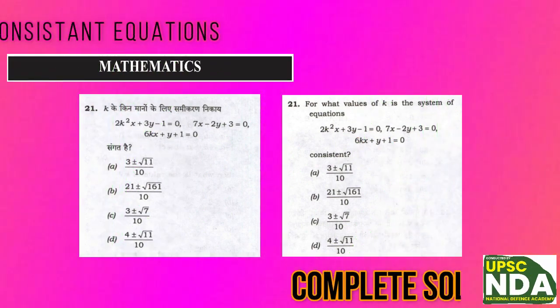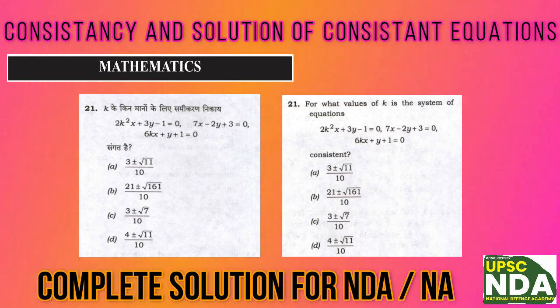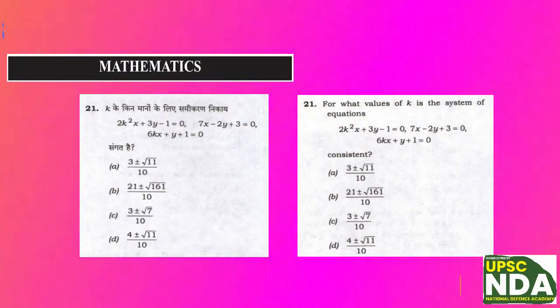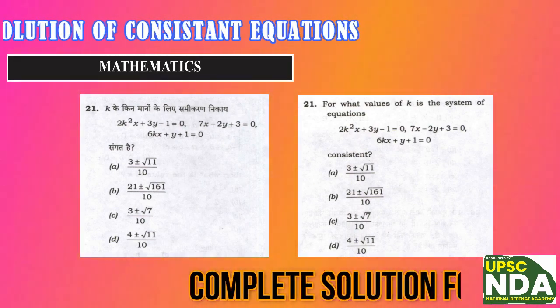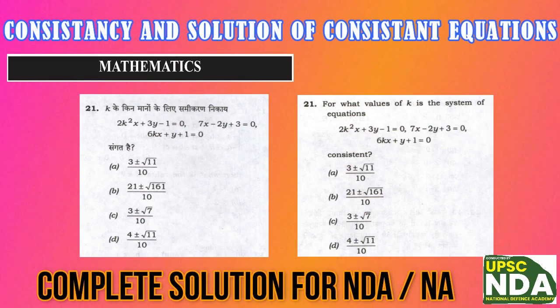The question given is: for what values of k is the system of equations consistent? The first equation says 2k square x plus 3y minus 1 is equal to 0. The second equation says 7x minus 2y plus 3 is equal to 0. The third equation says 6kx plus y plus 1 is equal to 0. So we have three equations, and we have to find the value of k where the equations are consistent. And options are given.